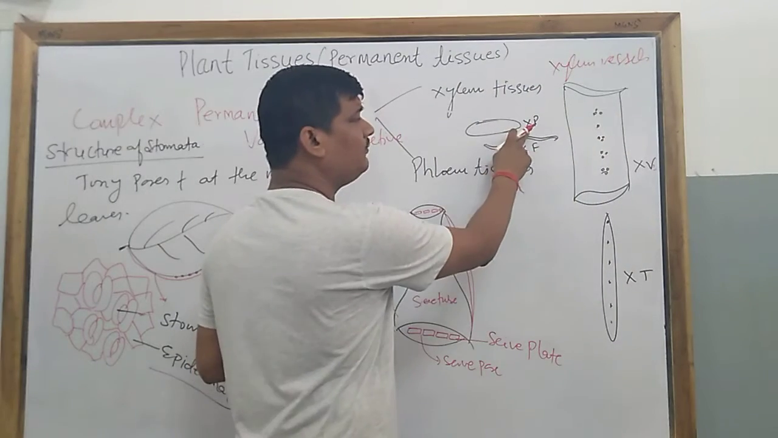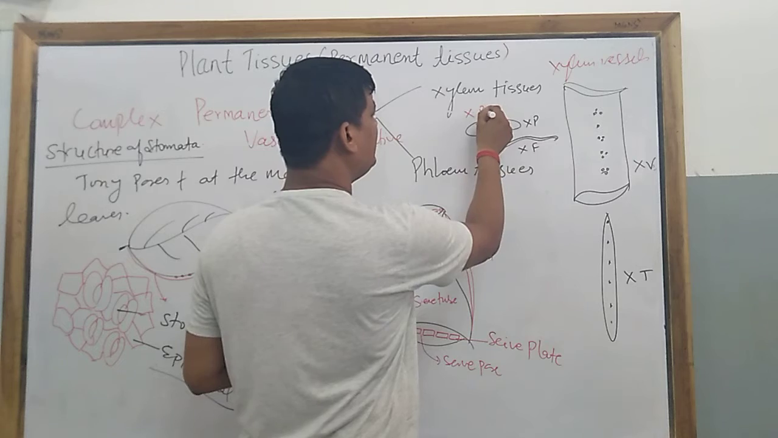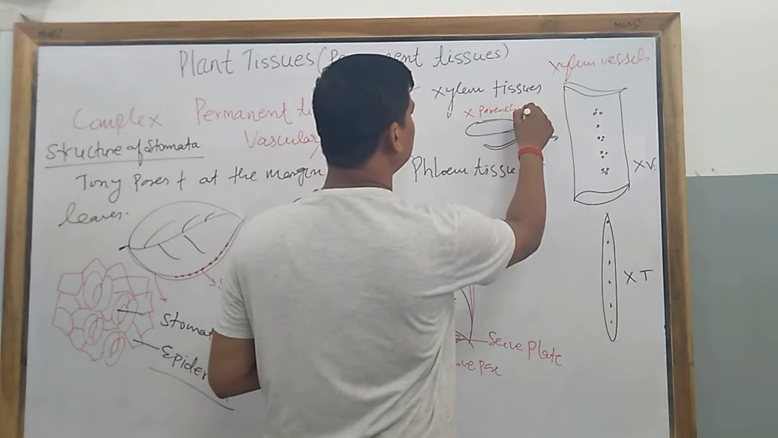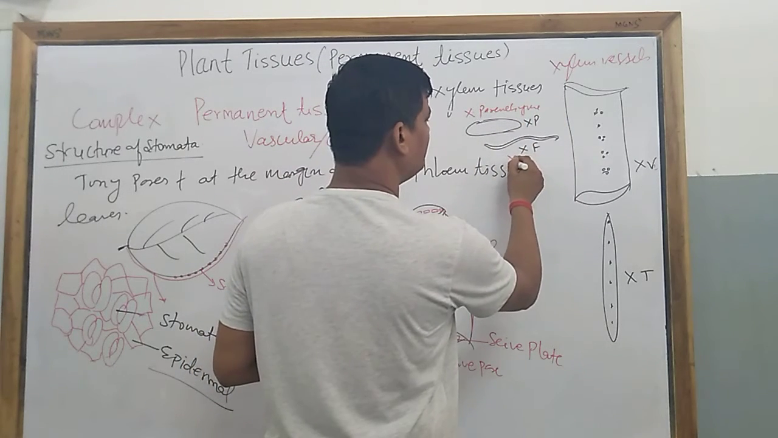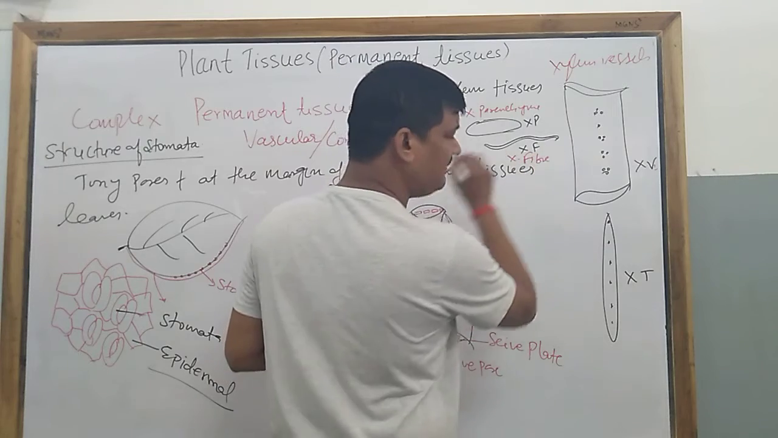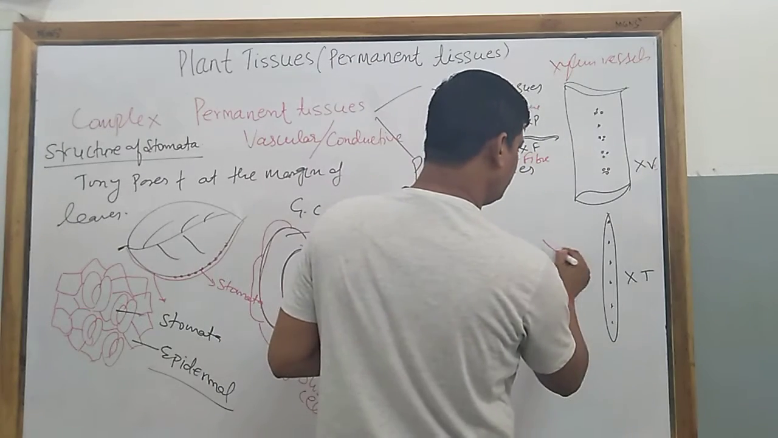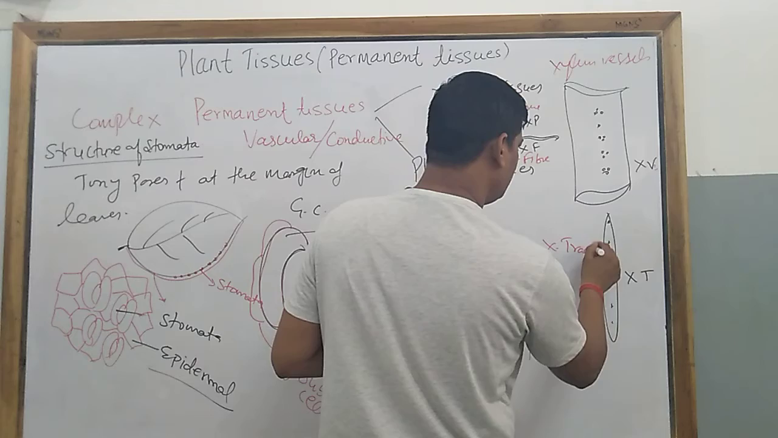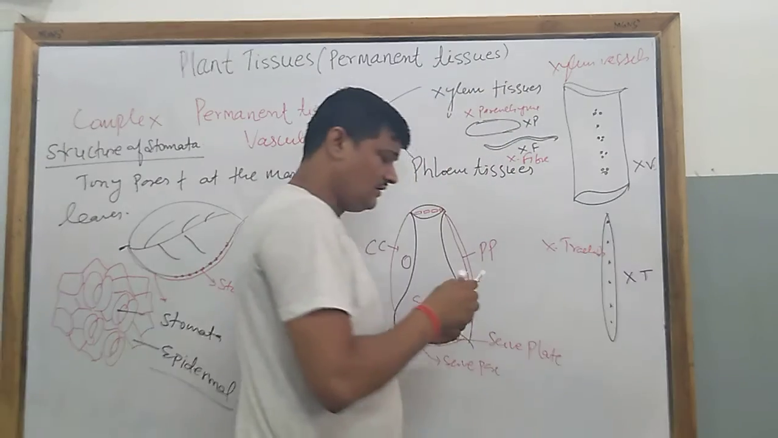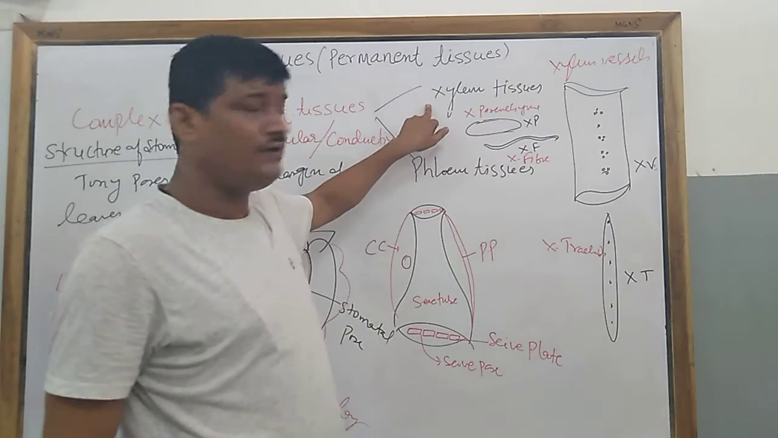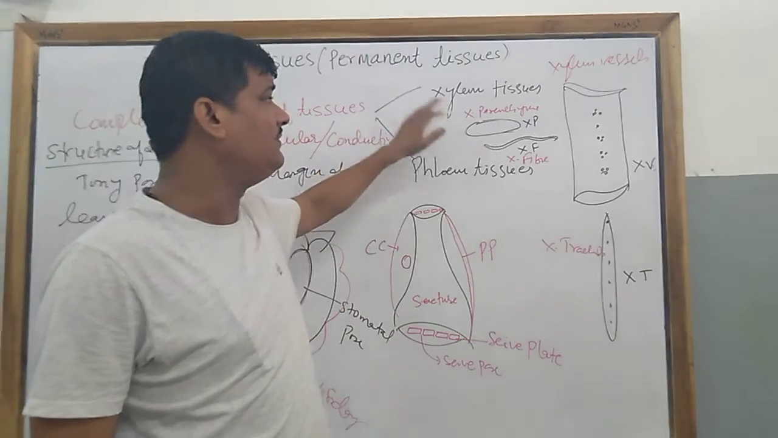Number 2 is xylem parenchyma. Number 3 is xylem fiber. Number 4 is xylem trachea. So the components of xylem tissue are of 4 types.